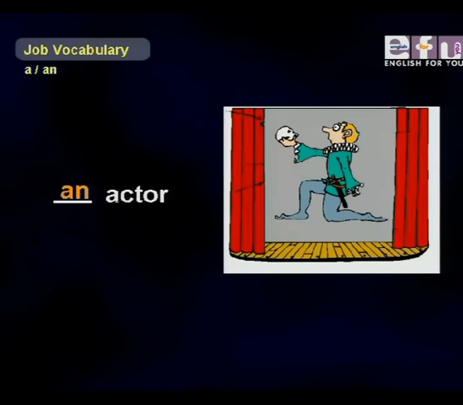Waitress: serves food. All right, this one is for Lisa. A waitress serves food. Okay, and also for Lisa. All right. A waiter serves food. All right. A waitress is a woman. A waiter is a man.